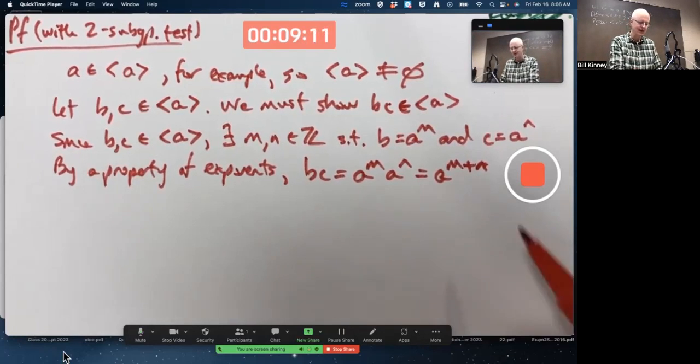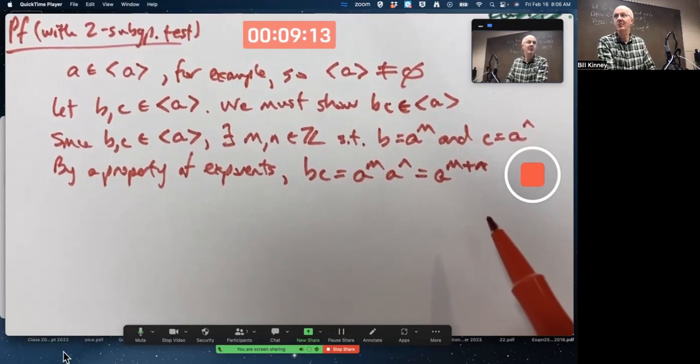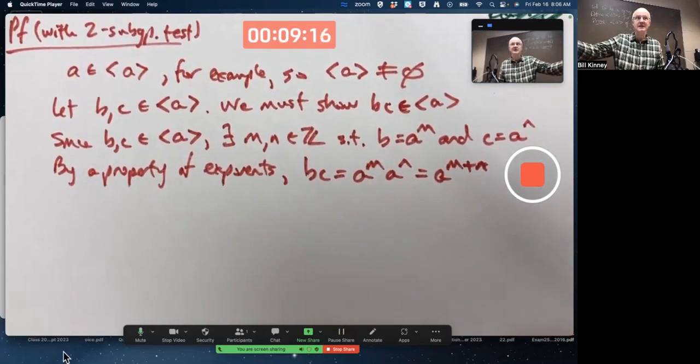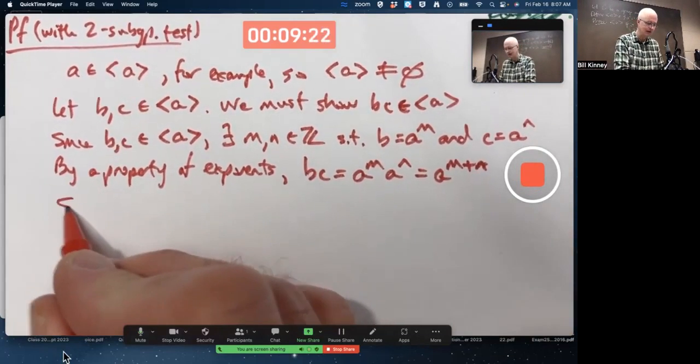And well, if m and n are integers, then we know m plus n is an integer. Z, the integers, is closed under addition. It is a group under addition. It's closed. We know that.